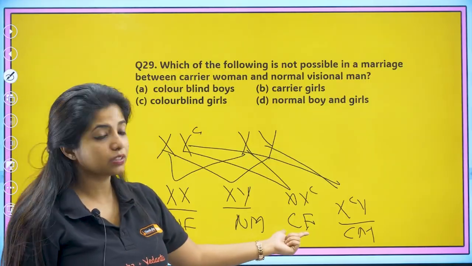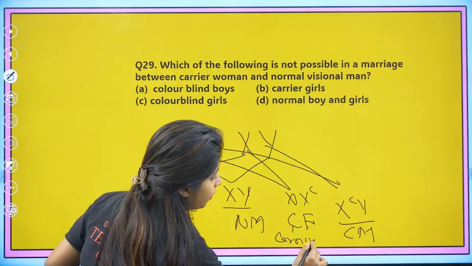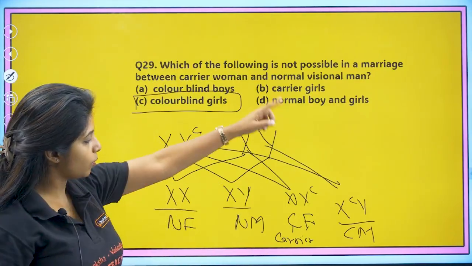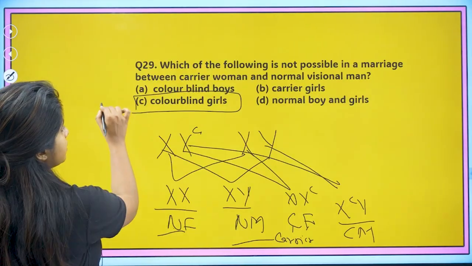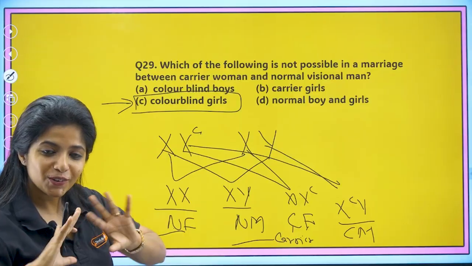Colorblind girls, do you see colorblind? This is normal female, this is what? Carrier female, this is carrier, okay, not colorblind. Carrier female, do you see colorblind females? No. So this is something that is not possible. Normal boys and girls, yes, this is normal female, normal male, that is also possible. This is something that is not possible. I hope you got it.